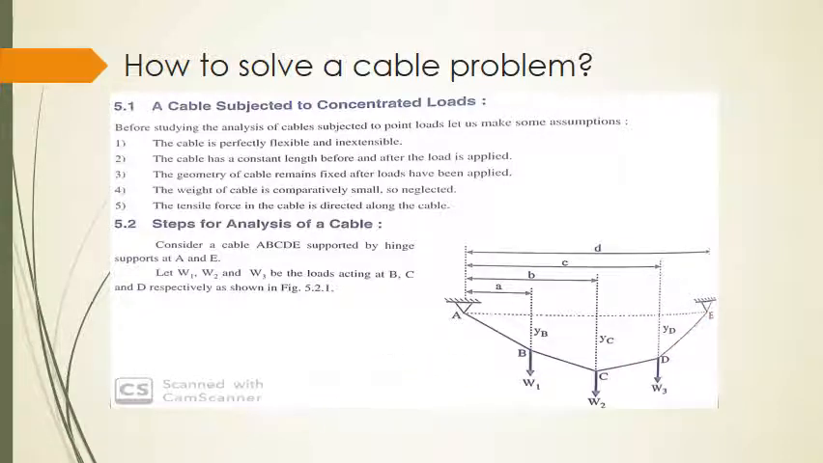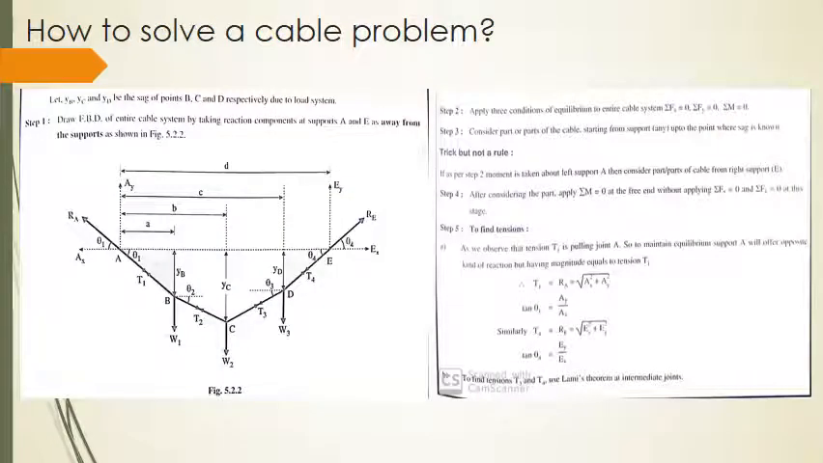So how do I solve this problem? First of all, we have to draw the free body diagram of the entire cable. So there will be the reaction at A. That reaction will have two components, AX and AY. There will be reaction at E, components EX and EY. Then the given point loads will be acting, W1, W2 and W3. Then we show the tension along the parts of the cable, T1, T2, T3 and T4, and one of the YB, YC and YD will be given to you.